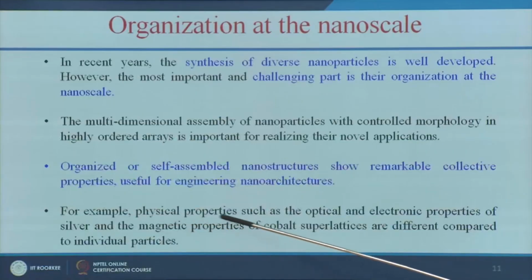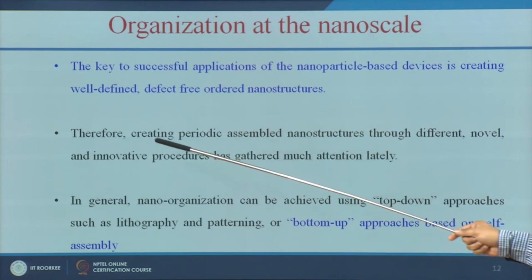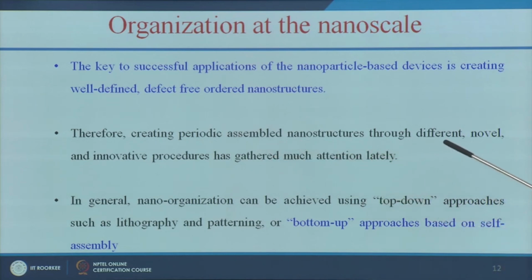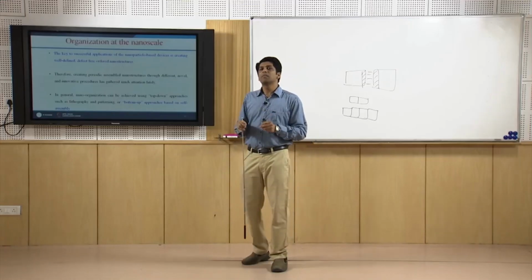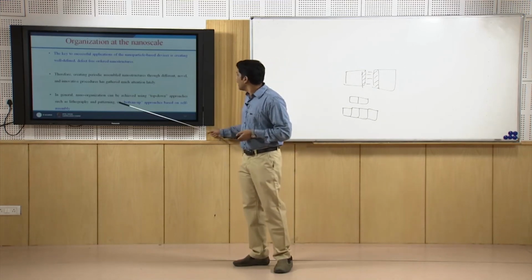For example, the physical and optical properties of silver and magnetic materials in an assembly are different when compared to their individual properties. Another thing is that it is key to the successful application of nanoparticle-based devices, and in self assembly we will get defect-free ordered nanostructures. We can create periodic assembled nanostructures through different, novel and innovative procedures, which have various applications. By using self assembly, we can arrange nanoparticles and make various nanostructures with a lot of applications. And how can we do it?